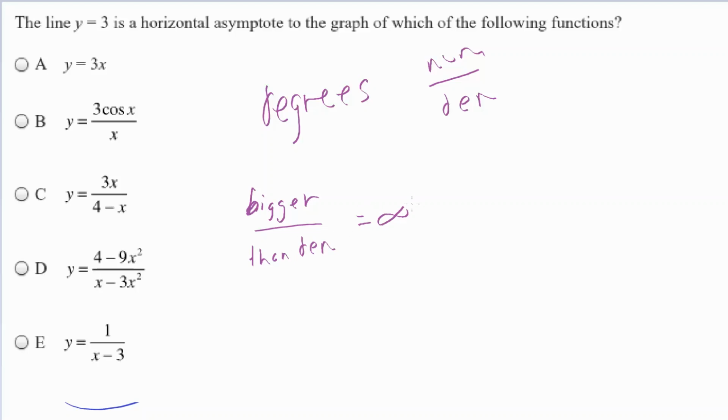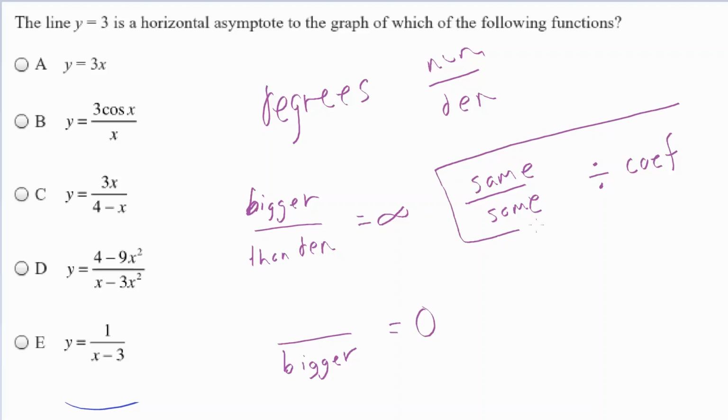If the degree of the numerator is bigger, then there's no limit. If they are the same, then we just divide the coefficients. And if the bottom is bigger than the numerator, it's 0. So we are looking for 3. Which one do they match? And the coefficients divide to 3. Awesome one to get right there.